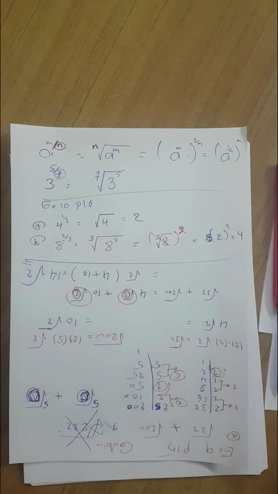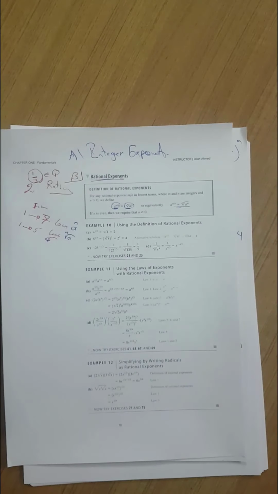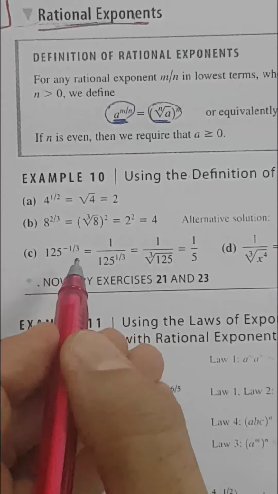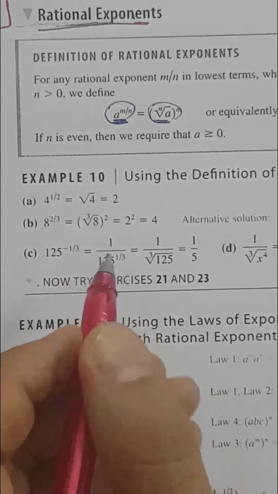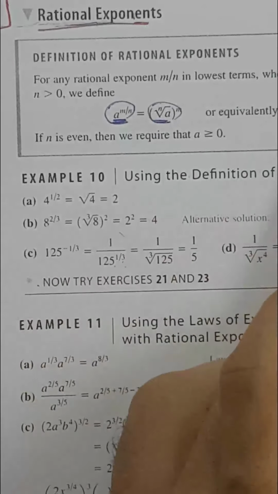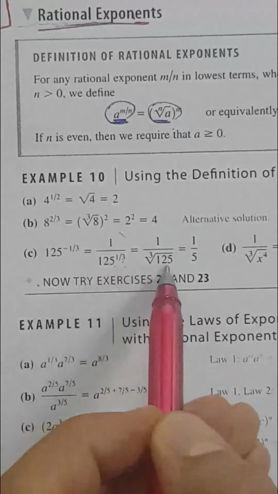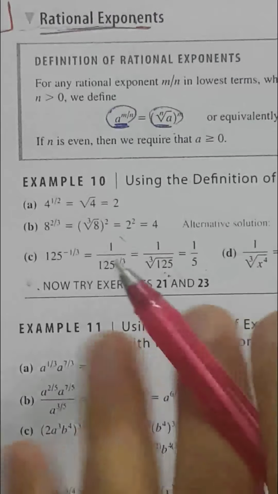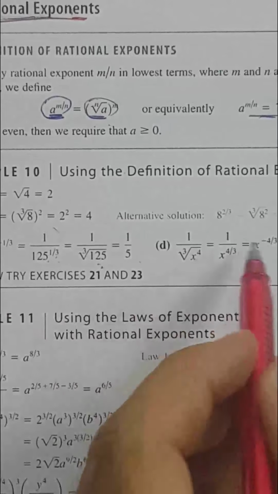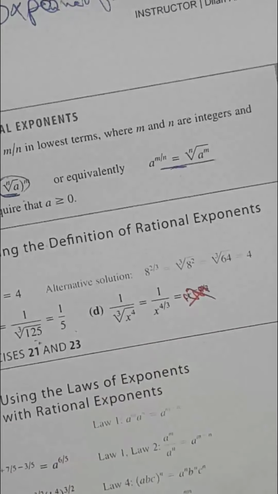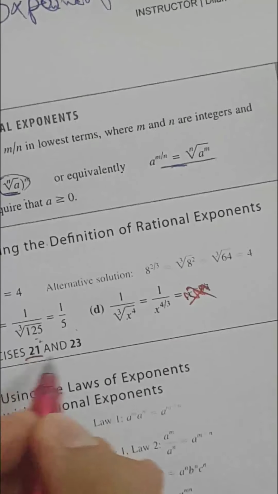How about C? I will leave C for you because it's very easy. There's nothing difficult here. We have a negative exponent. We say any negative exponent should go to the denominator, and by the rules it is equal to the cubic root of 1 over 125, which is equal to 1 over 5. How about D? The same is true. This one, forget about this one, it is not true. You should leave it here because we don't need the negative exponent. Please try to solve 21 and 23.